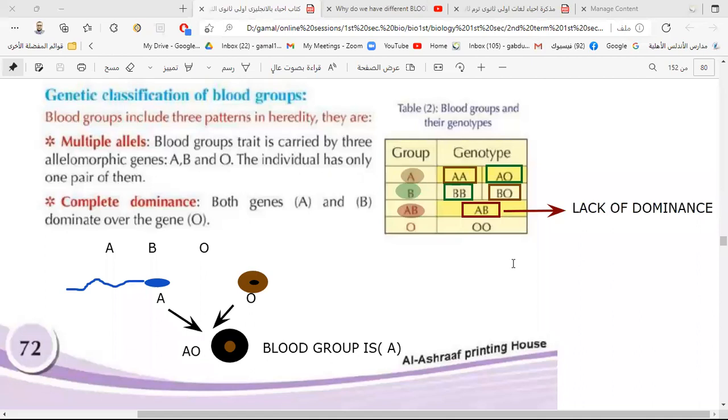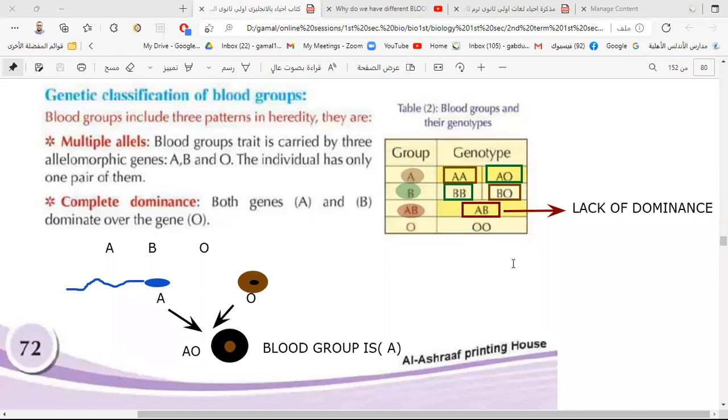If gene A comes with gene B, we have a new blood group, which is AB. A is not stronger than B, and B is not stronger than A. So they are equal in influence and power. They can express themselves, so a new trait appears, a new blood group, the AB group. So we have a case of lack of dominance between A and B only.